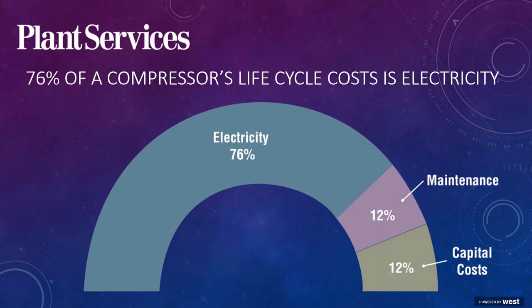On top of all that, electricity for the compressor accounts for 76% of life cycle cost, whereas maintenance and purchase price end up being about 12%. By understanding your compressed air system's demand, companies are able to identify potential compressed air savings. Many plants have 30% in energy savings potential, so keep those things in mind.